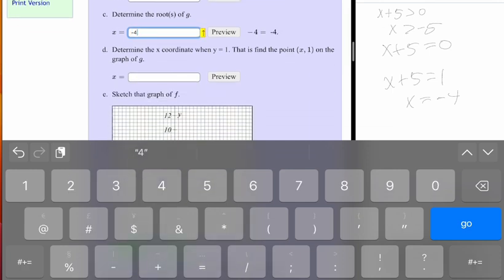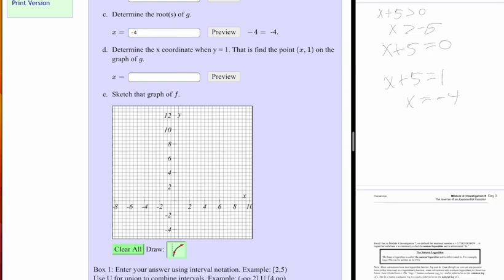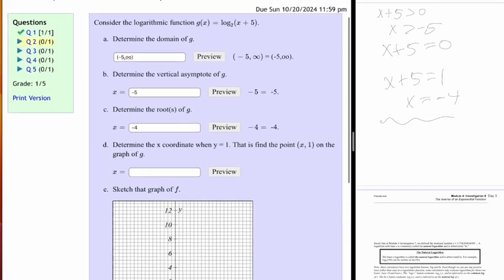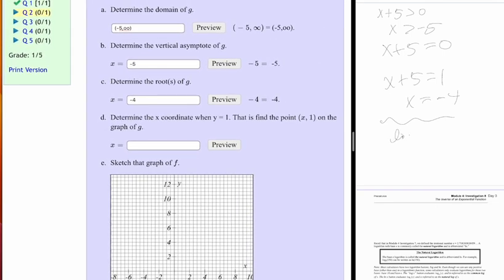And what's the x-coordinate when y equals 1? So for me, I get the log base 2 of x plus 5 equals 1. So I get x plus 5 equals my base to the first power. So in my case, it's just where does x plus 5 equal 2. If your base is 6, it would be where would x plus 5 equal 6, whatever it happens to be. And you just solve, and this is at -3.